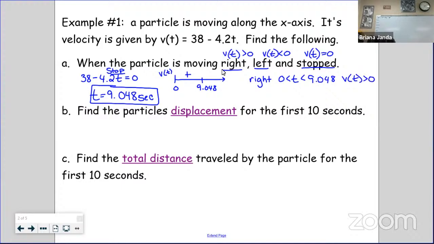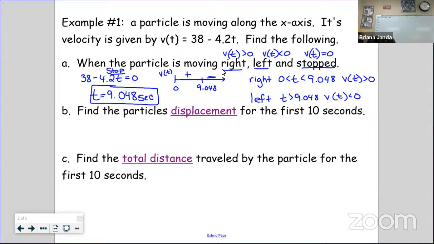And plug in something bigger than 9.048, like 10. Well, 38 minus 42 would be negative, and so we can see that our particle would be moving left when time is greater than 9.048, because our velocity is negative.